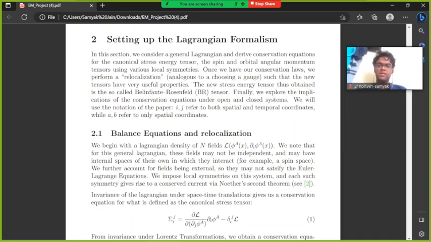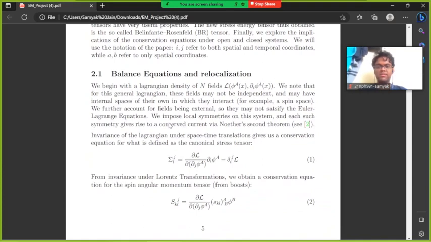After we've obtained our stress energy tensors and the angular momentum tensors, we will perform a sort of gauge change which will allow us to choose a suitable representation of the stress energy tensor. And we will see that this offers us many advantages. Once we have this new stress energy tensor, we will explore the new balance equations and see their implications in different systems.